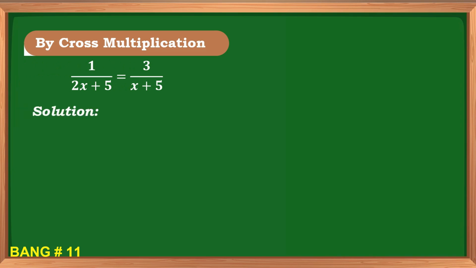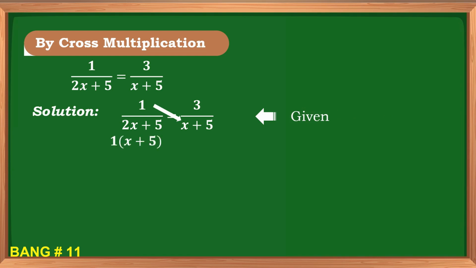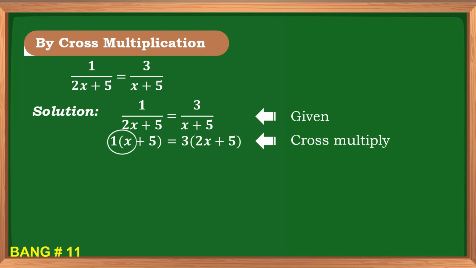Solution. Given the equation 1 all over 2x plus 5 is equal to 3 all over x plus 5, you apply cross multiplication. And that will show you 1 times the quantity x plus 5 is equal to 3 times the quantity 2x plus 5. Then use distributive property. So 1 times x is x. 1 times 5 is 5. 3 times 2x is 6x. And 3 times 5 is 15.